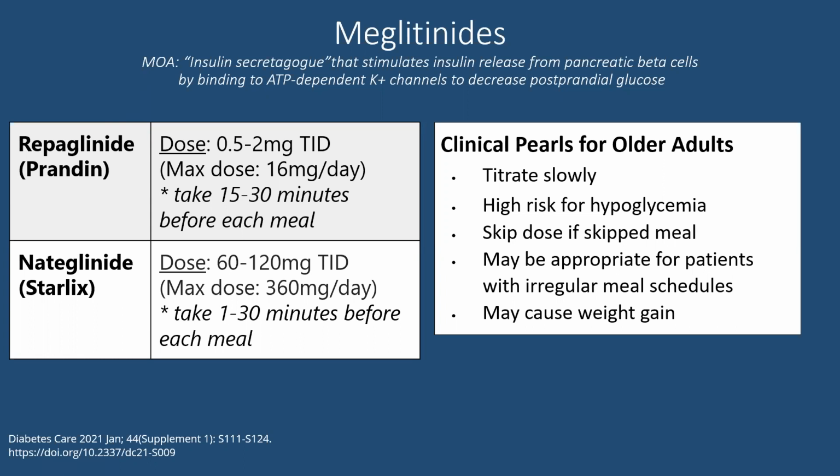So they can almost be used on a PRN kind of schedule, like you would use short-acting or rapid-acting insulin. So again, slow titration is really key. The risk for hypoglycemia really only exists when they don't take it with food. If they take it with food, that's kind of taken care of. If you skip a meal, skip a dose. And again, it may be appropriate for patients with irregular meal schedules. And just like a sulfonylurea would, because it increases insulin secretion, it will cause weight gain.